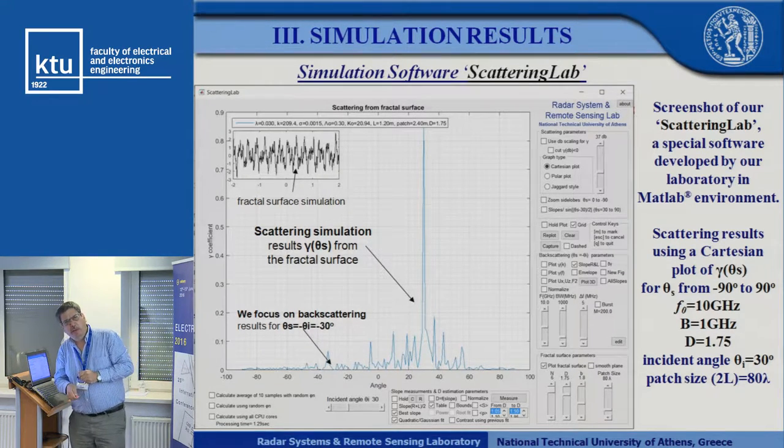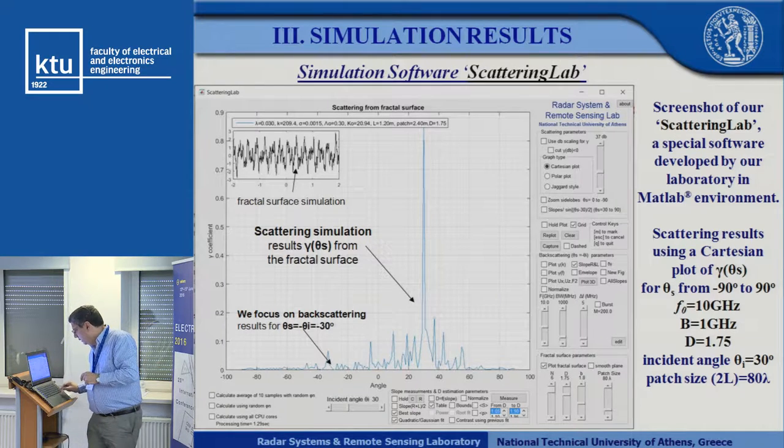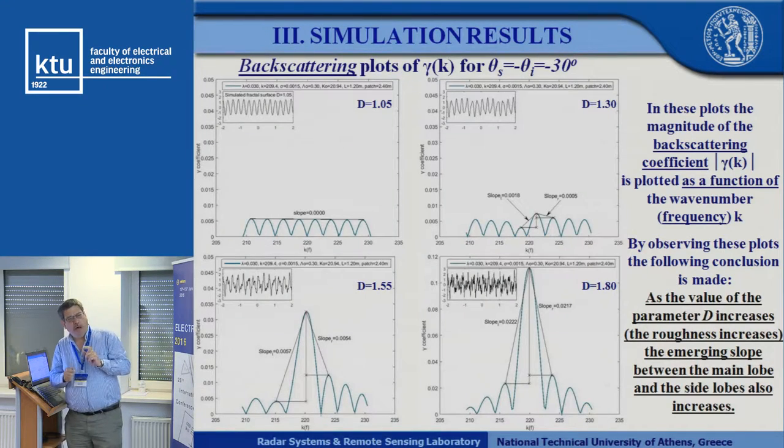Once again, if d goes to 1, we have a rather smooth surface. Here d is close to 2, and we have rather large roughness of the surface. And to give you our main findings, the main finding is the following. It has to do with the slopes. So we have a spectral method.